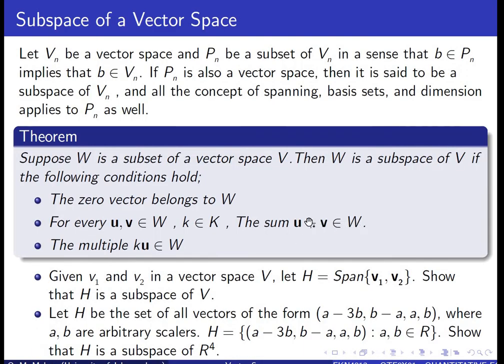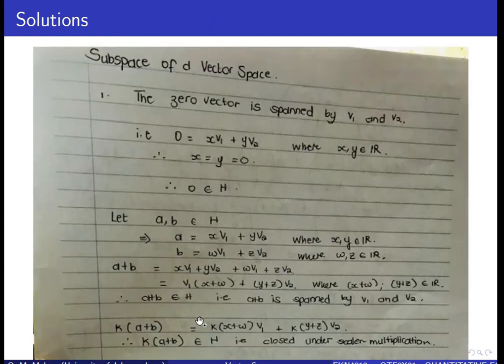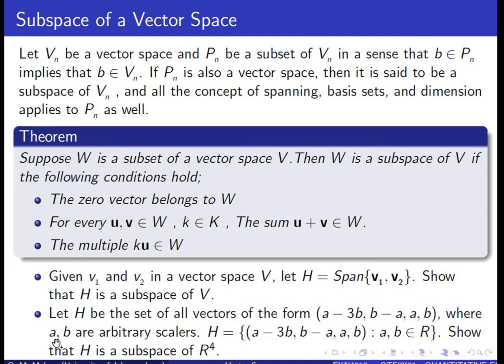So you can either show me that ku plus v is in W, or just ku is in W. You can do either or, then I'll be convinced that a given subset of a vector space is a subspace. And then I can move over to number 2. It's another example.